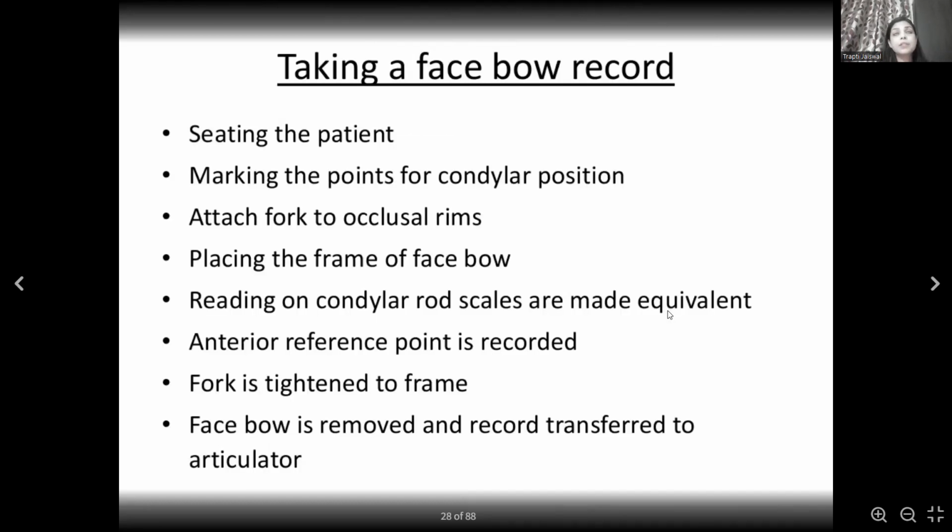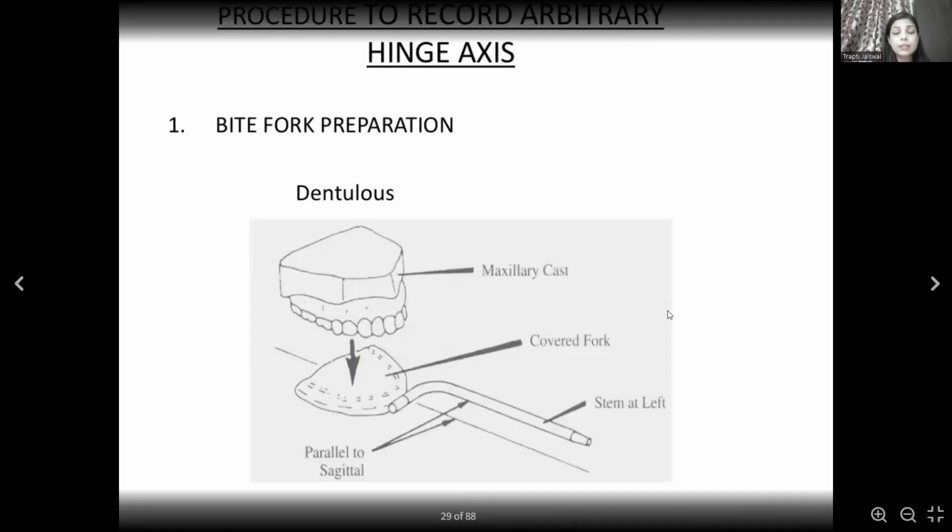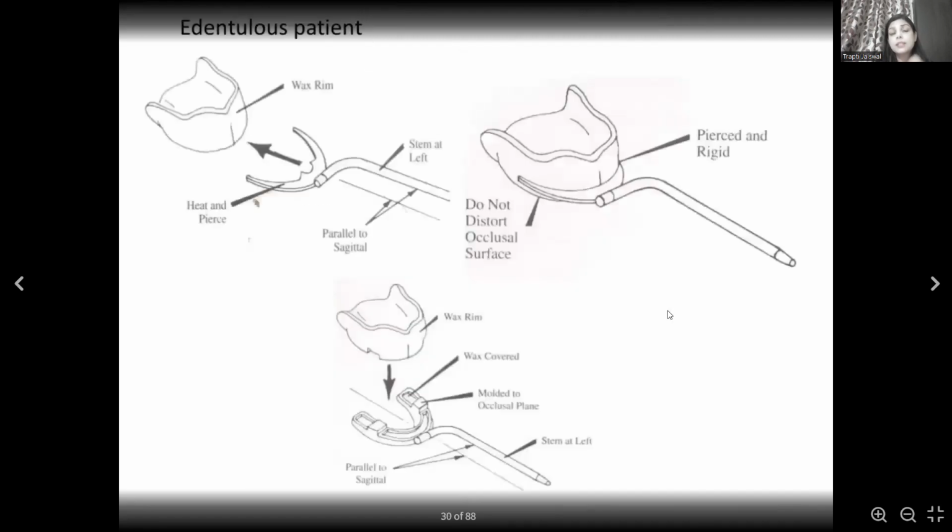First, seating the patient. The patient should be sitting in an upright position with the head supported by the headrest, and mark the points for the condylar position and reference points like posterior reference points, and then attach the fork to the occlusal rims. This is the bite plane, which is attached to the maxillary cusp. And for denture patients, bite fork preparation is like this.